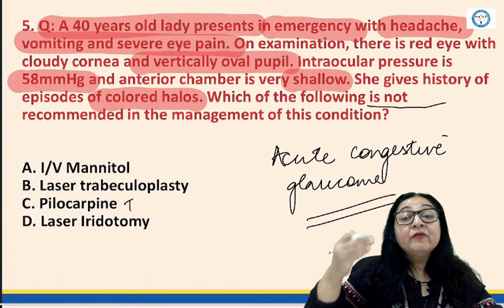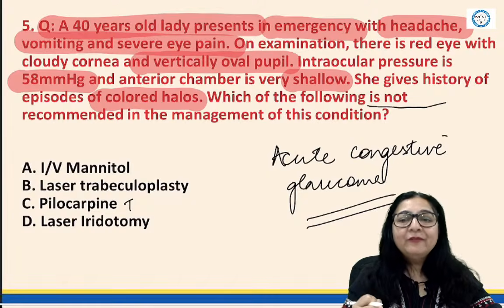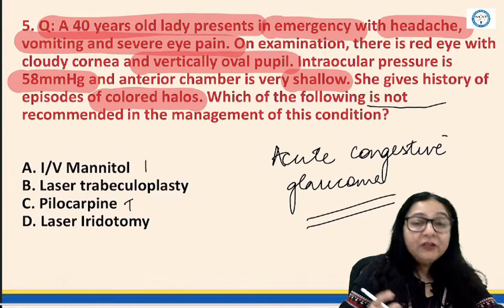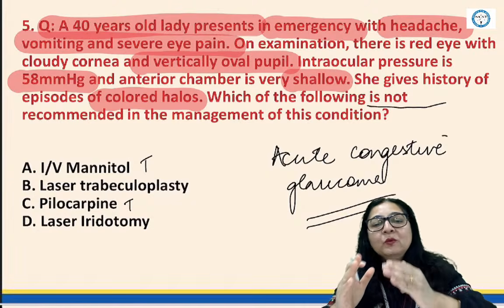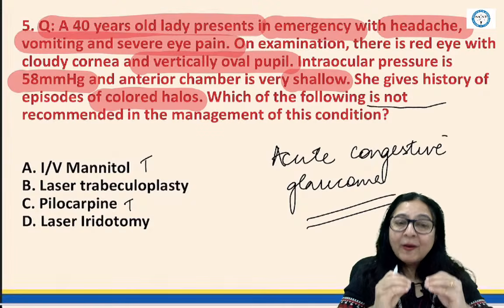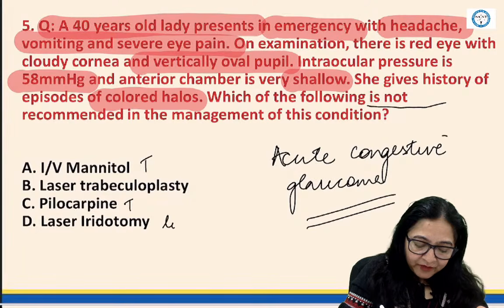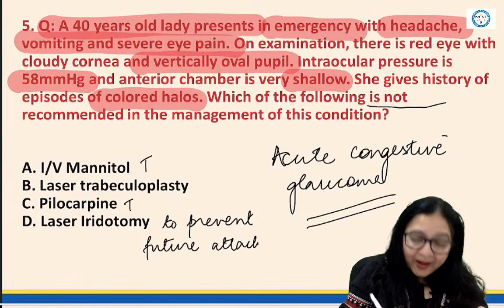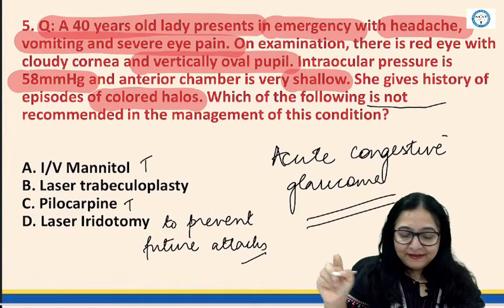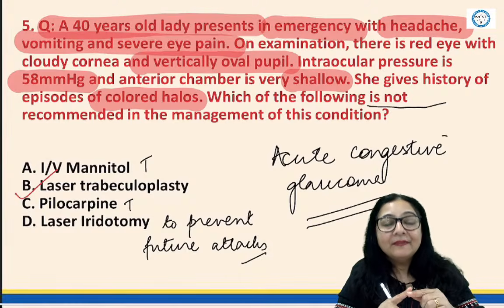Similarly, because pressure is very, very high, you want to reduce the pressure rapidly, otherwise the optic nerve will be damaged. So intravenous mannitol is the treatment for this condition. And once the acute attack subsides, to prevent future attacks, we do laser iridotomy. Okay, but laser trabeculoplasty has no role in this condition. So B is the answer.